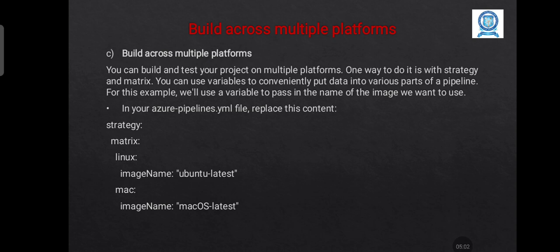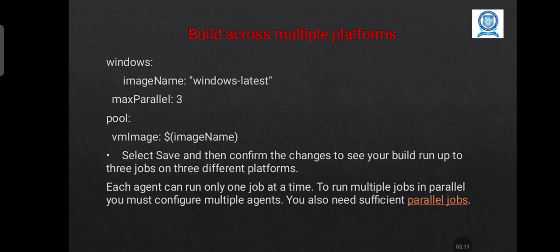For that, in our Azure Pipelines YAML file, we have to replace this content under strategy matrix. And we can mention different platforms. We can mention the different pool values, VM image values, etc. Select Save and then confirm the changes to see your build run up to 3 jobs on 3 different platforms. Each agent can run only one job at a time. To run multiple jobs in parallel, you must configure multiple agents.